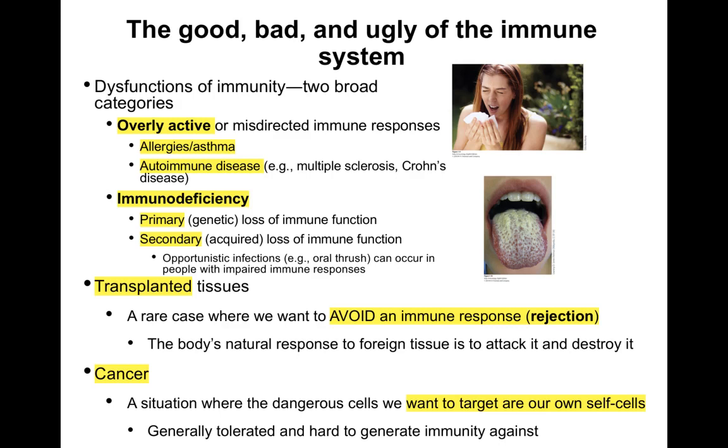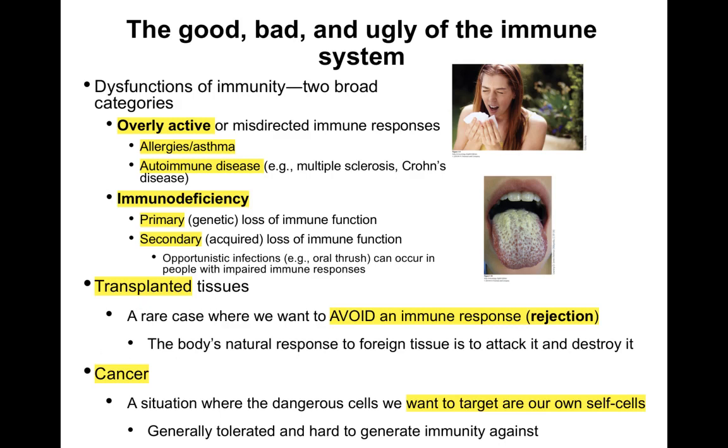You can also have immunodeficiencies, which can be genetic, so that would be a primary immunodeficiency, or you can have an acquired one, which is a loss of immune function that you get due to something that's occurred to you. Sometimes the immune system is also relevant when we have transplants.